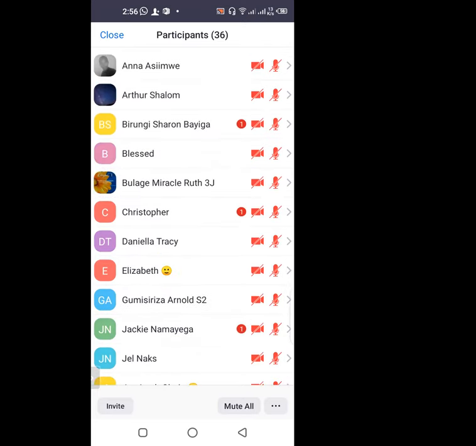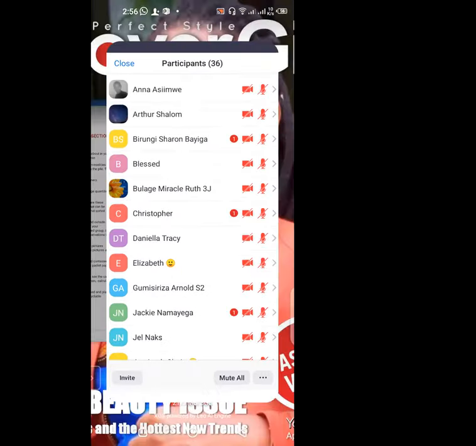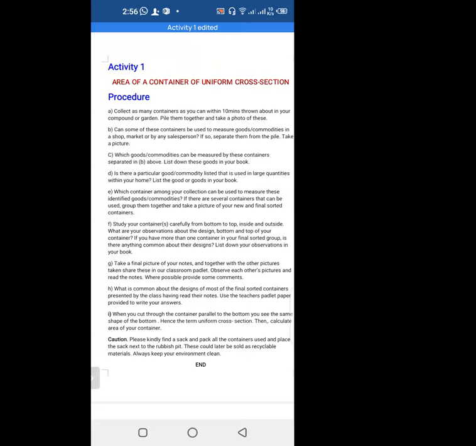Okay. So now, members, allow me to proceed to part F. Remember, we have taken a picture of our new collection, the containers that can be used to measure the listed commodities in Part C. Now, who can help us and read Part F?